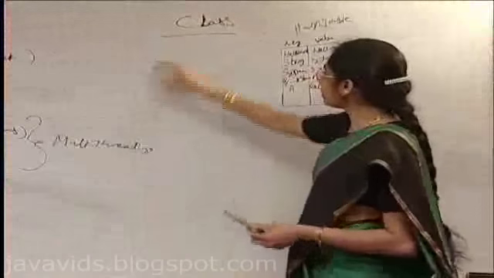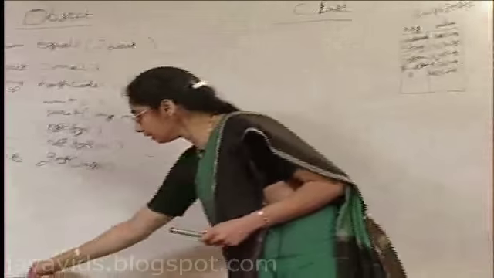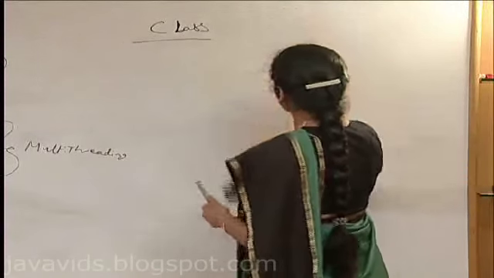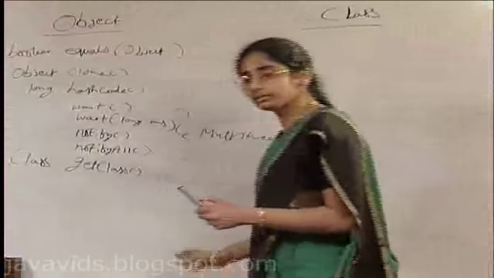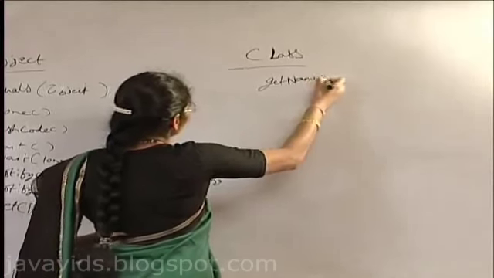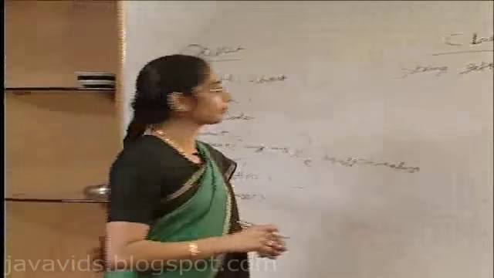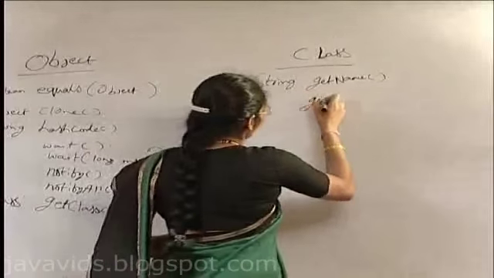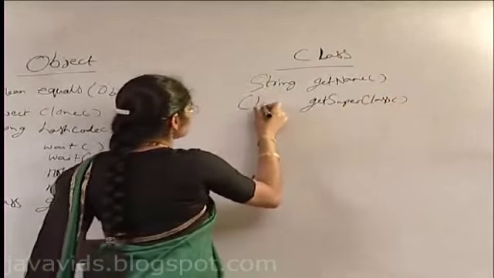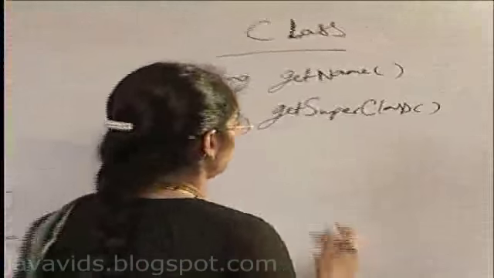So once you get the class object, you can use the methods of the class to do a reflection on your class or to find out the details of your class. Now let's look at some of the methods that class gives us. We have, for example, the getName method, which returns a string. It tells me the name of the class. We have getSuperClass, which returns a class object for the parent class of the class on which I am doing a reflection.